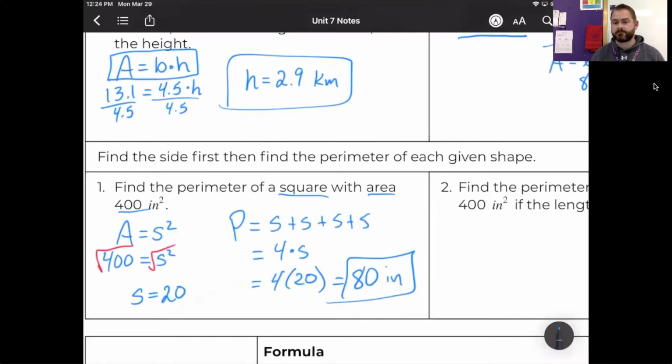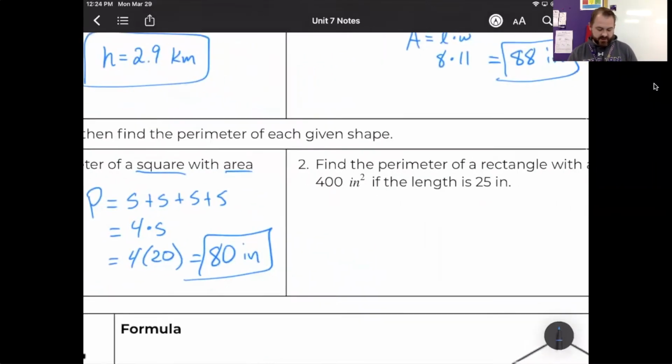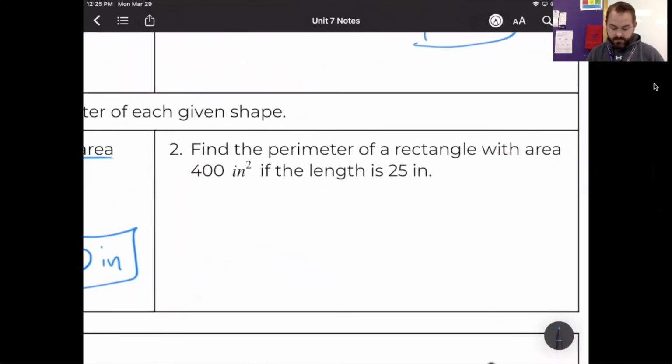Okay, so let's move on to our next one. It says find the perimeter of a rectangle. This time it is just a rectangle with an area of 400 square inches if the length is 25. We need this statement, otherwise we can't do this problem, because we want to start with the area formula for a rectangle, which is length times width.